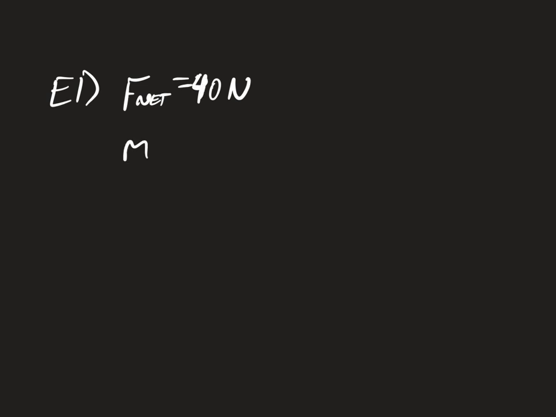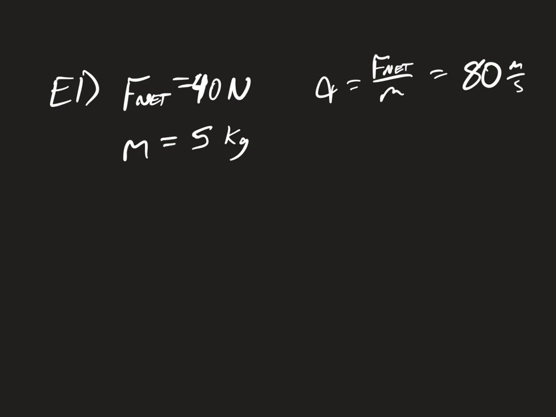And the mass of the object that it's acting on is a 5 kilogram block. So the mass is 5 kilograms. What is the acceleration? Acceleration is F net divided by m. So we got 40 divided by 5, which is 8 meters per second squared.